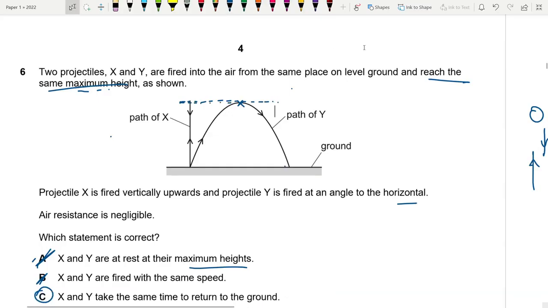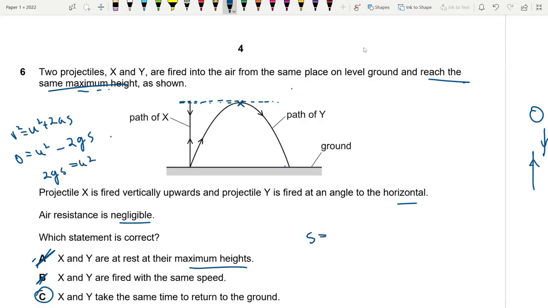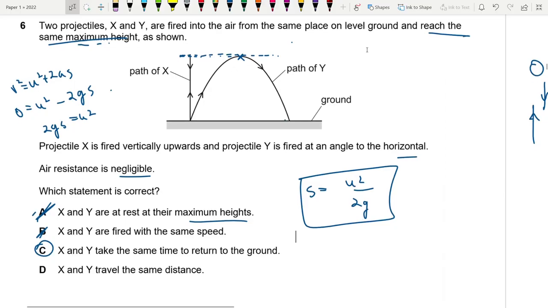What does that mean? That means since there's no air resistance, the only force acting on them is gravity, right? And they reach the same height. What does that mean? If you look at this, v square is equal to u square plus 2as. At the final height, velocity becomes 0, so 0 is u square minus 2gs, or 2gs is equal to u square. So since s is the same, s is equal to u square divided by 2g for both of them. g is constant for both of them. 2 is also a constant. What does that mean? u represents initial vertical velocity. So initial vertical velocity is actually the same for both of them.